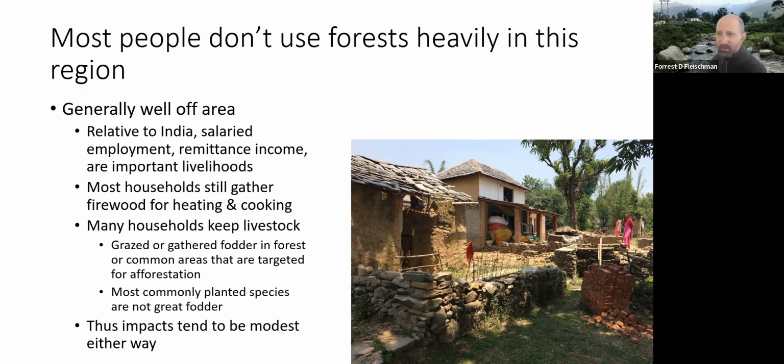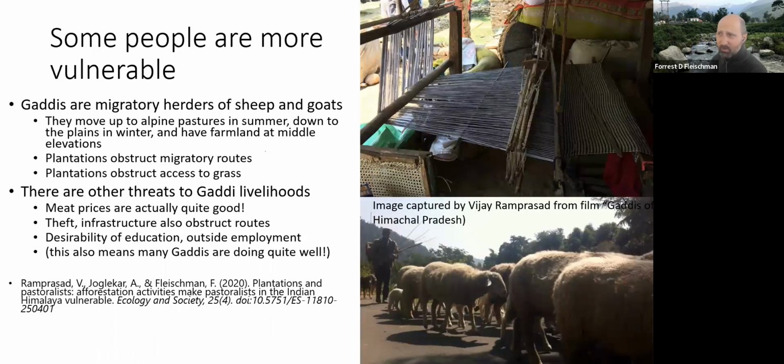And many households are still keeping livestock, and they're either grazing them in the forest areas or common areas that are being targeted for afforestation, or they're gathering fodder in those areas and bringing them home to stall feed their animals. So most households are still using the forests, but the share of their income and well-being that's based on the forest is pretty small. So the impacts are fairly modest. Some people are more vulnerable.